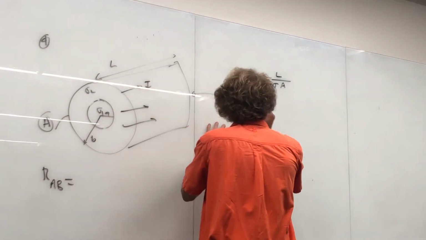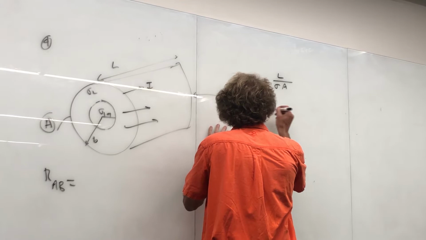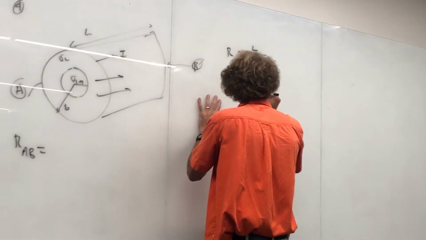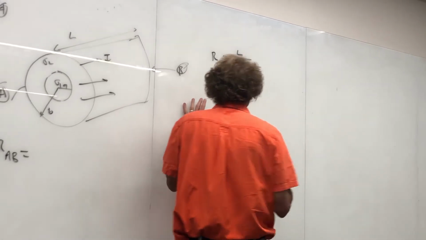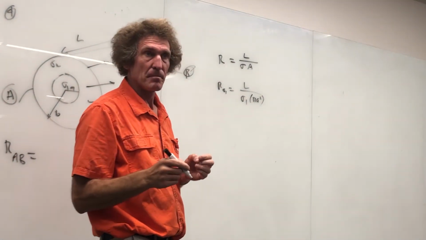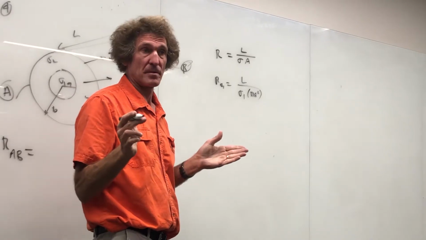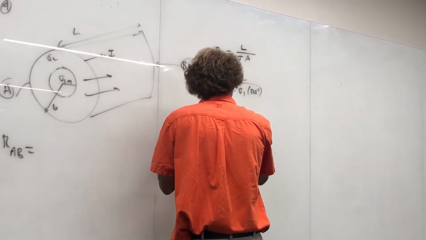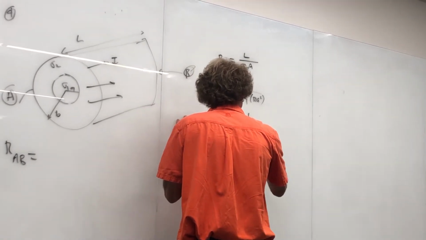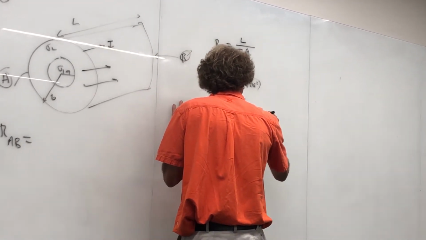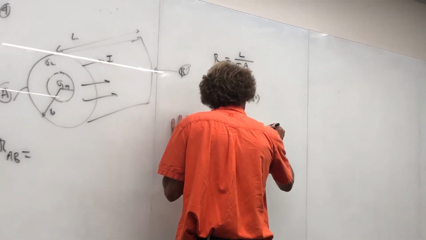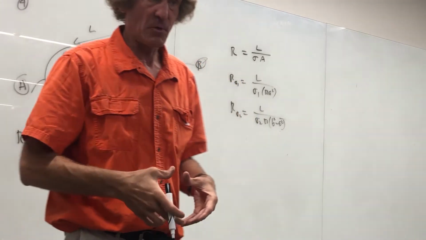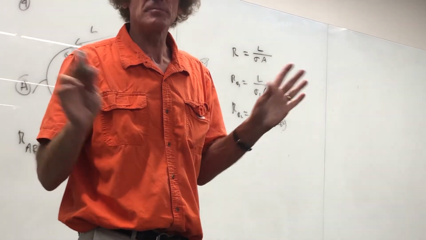Now, if I look at R for sigma 1, L is the same in both. This is sigma 1, and the area is simply pi a squared. Do you all agree with that? Now, what about R for the region in sigma 2? That's still L over sigma 2, but what's the area? Now it's pi times b squared minus a squared, the larger area minus the smaller area. Do you all agree with that? And again, I'm just showing you one method.